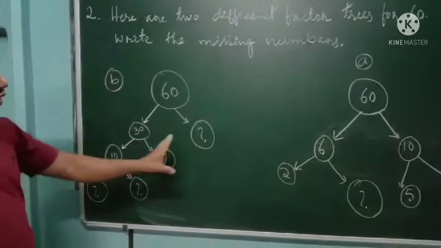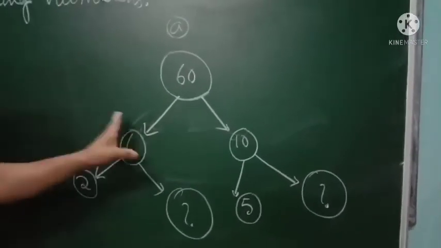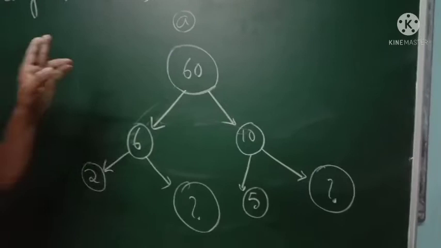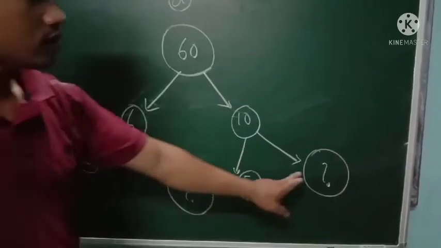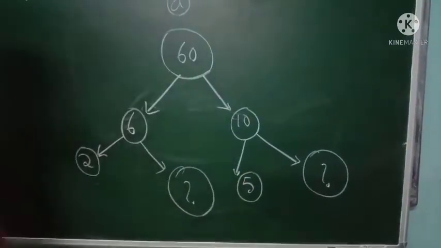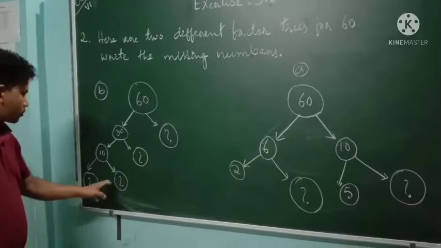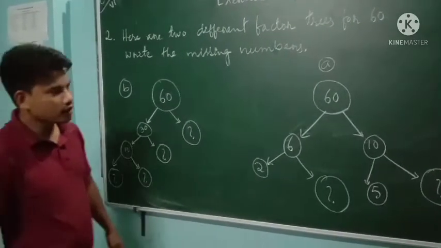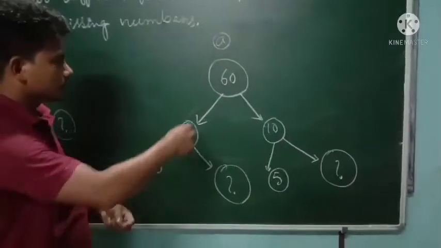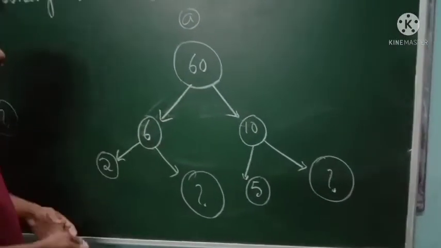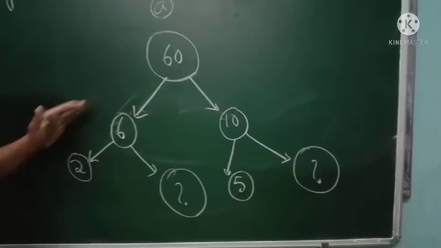So, these are our factor trees. From these factor trees we have to fill up the question marks given in this question. In question number B also, we have to fill up the question marks. First of all, see question number A. How was this factor tree going on?